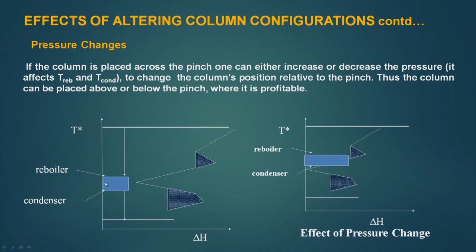Now, let us see what the effects of altering column configurations are. It is required to know how it is going to affect the distillation column if I am changing its operating parameters. Now, if I change the pressure, what will happen? Say this is across the pinch. If I increase its pressure, the reboiler temperature will go up and the condenser temperature will go up. So, this will shift to this region.